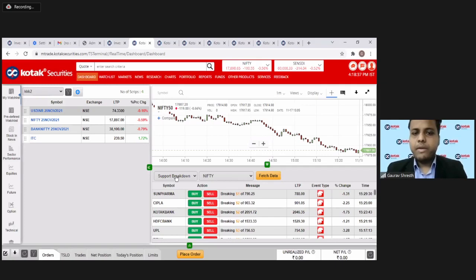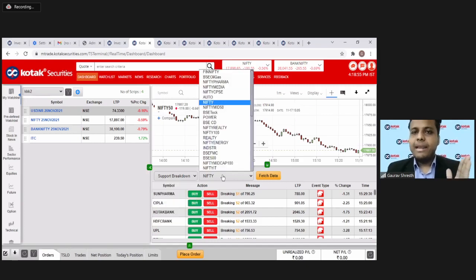Like this, we have around 7 parameters, which are pivot breakout, resistance breakout, support breakdown, day high and day low, 52-week high and low, gap up, gap down, VWAP watch, volume watch. Okay, and we can run this screener in different indices. So Nifty is one of the indices. You can also run the screener in Nifty 500, Nifty IT, BSE 500, or whatever particular index you want to run it on.